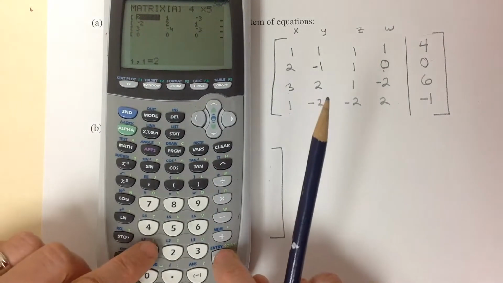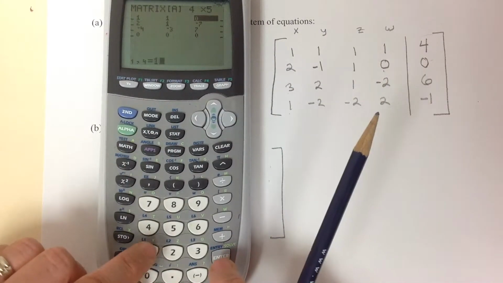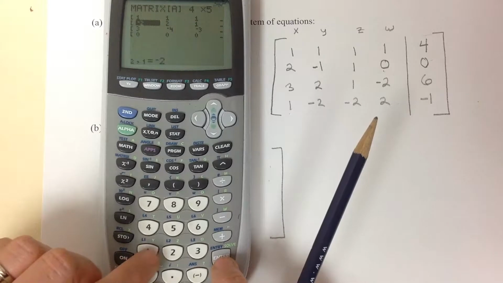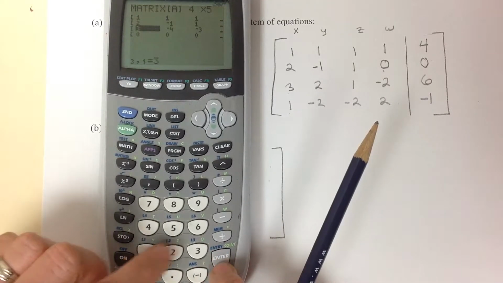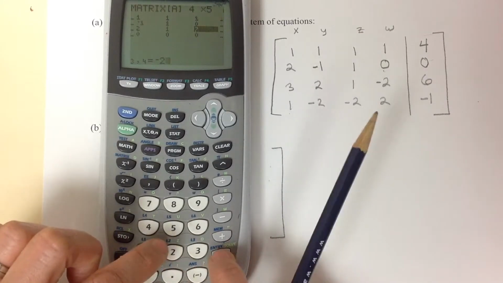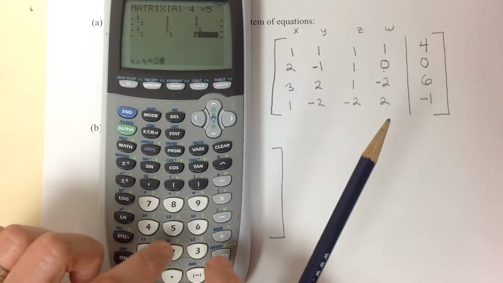Go across. 1, enter, 1, enter, 1, enter, and 4. The next one is 2, -1, 1, 0, 0, 3, 2, 1, -2, 6, and finally 1, -2, -2, 2, -1.